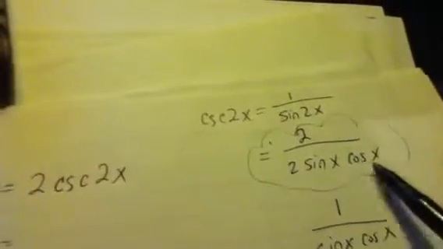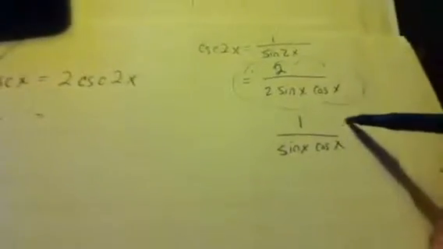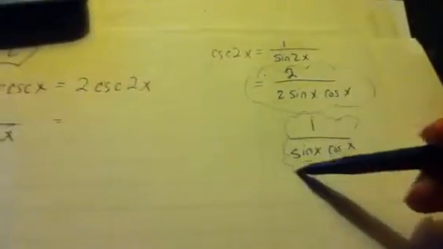That's 2 sine x cosine x, and then this other 2 can hop up here. But then I can reduce it and I can get 1 over sine x cosine x. So that's what I just did naturally. I always look at the right hand side first before I start working on the left hand side, so I can kind of see where I might be going with it.